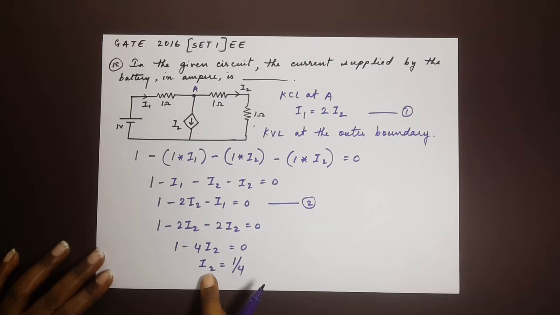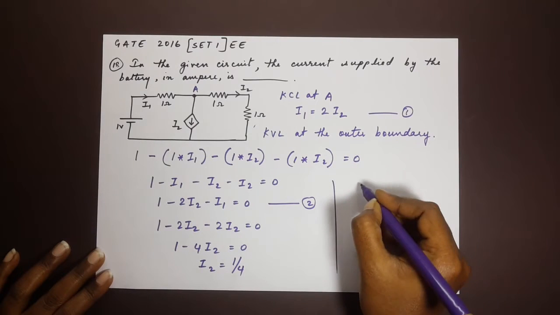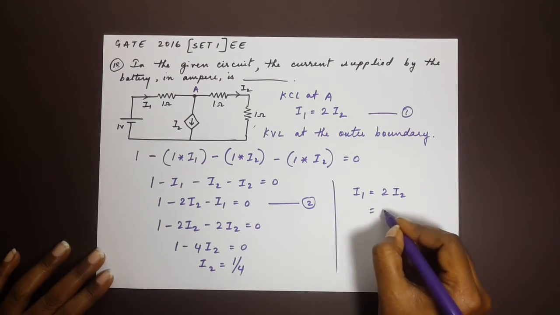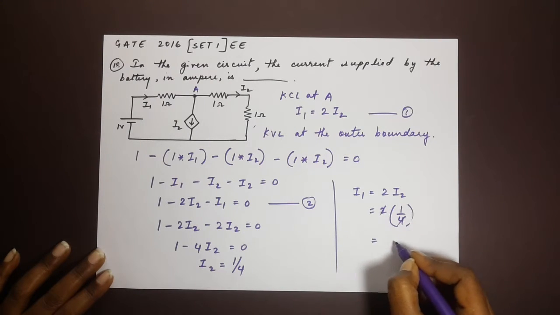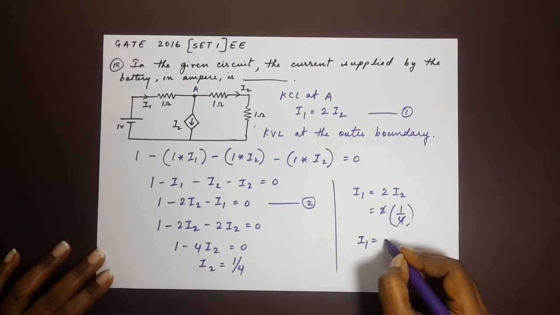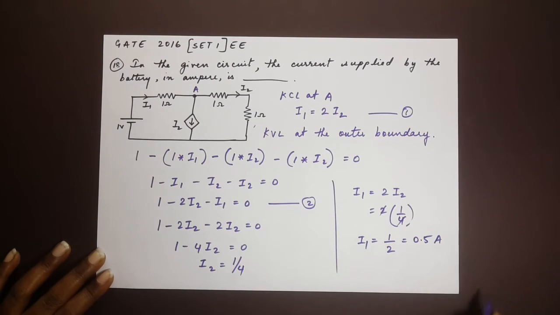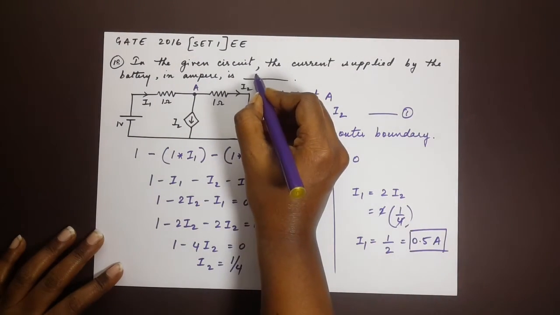Now that we have I2, we can substitute this value here and find out what I1 is. So I1 equals 2 times I2, 2 times 1 by 4. That gives us I1 equals 1 by 2, 0.5 amps. So the final answer is 0.5.